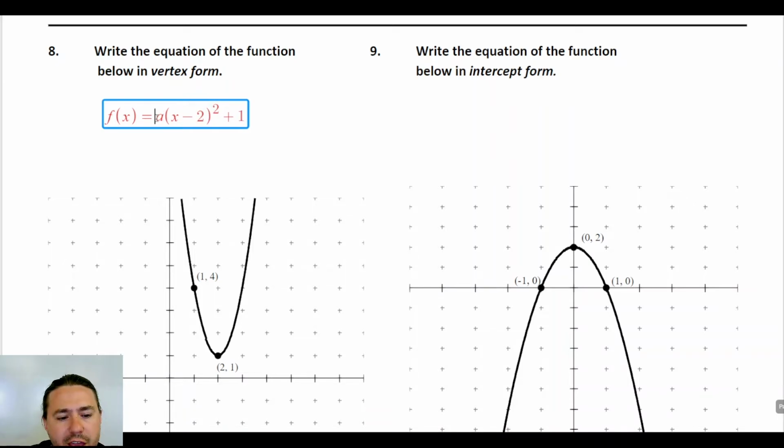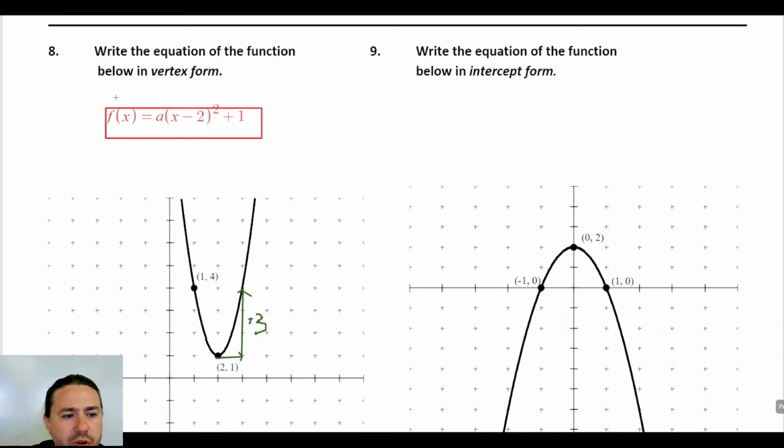And then to find the a value, recall that we get that by going over 1 and then figuring out how do I get to the graph. In this case, I would go up 3, right? So plus 3. That means 1, 2, 3, yep, so that my a value should be 3. And that's the function in vertex form.